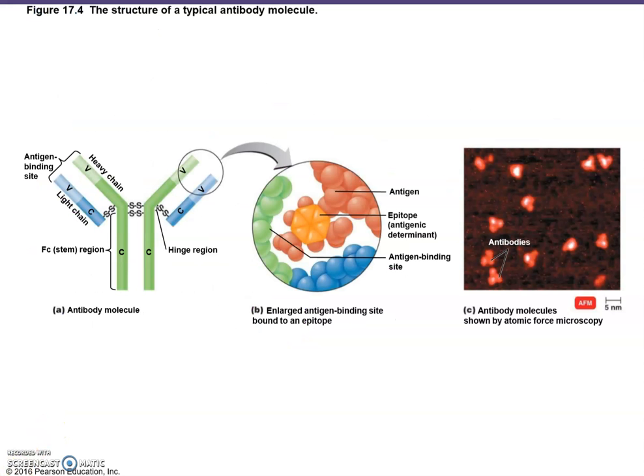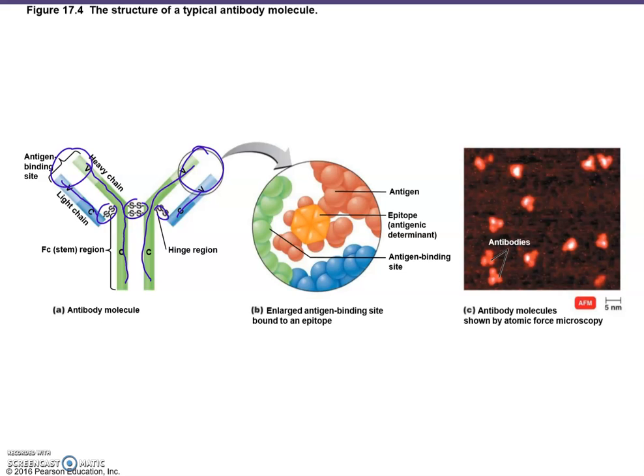Here's the structure of a typical antibody, and in green you have the 2 heavy chains, and in blue the 2 light chains right here. They're held together by these sulfur bridges, as you can see right here. And up here, only in the tip region, you have the variable region. That's the antigen binding site. That's custom made. That's always different.